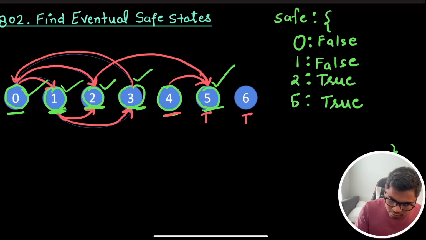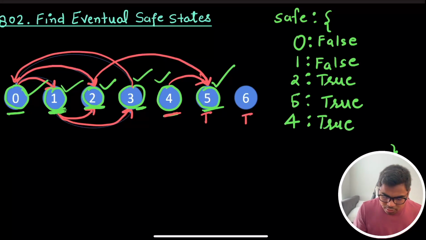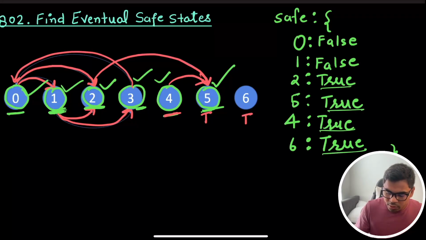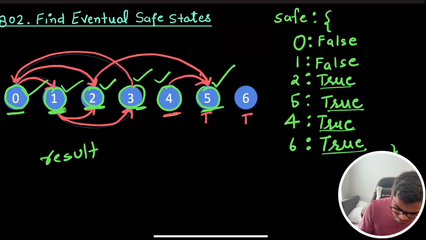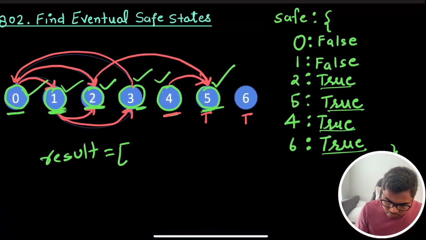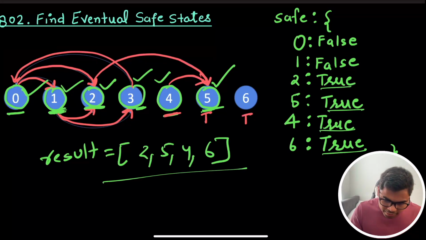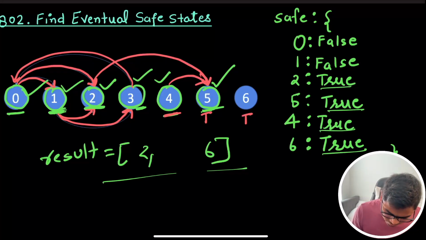So 4, initially we must have marked it false, remember, but now we'll mark it true. Then 5 is already visited. 6 is a terminal node, it doesn't have anything, so we'll mark it true. Remember, all these values that are true, we can return as our result. The result is an array which is going to be 2, 5, 4, and 6. This is our answer. By the way, we should have it as 4 and 5.